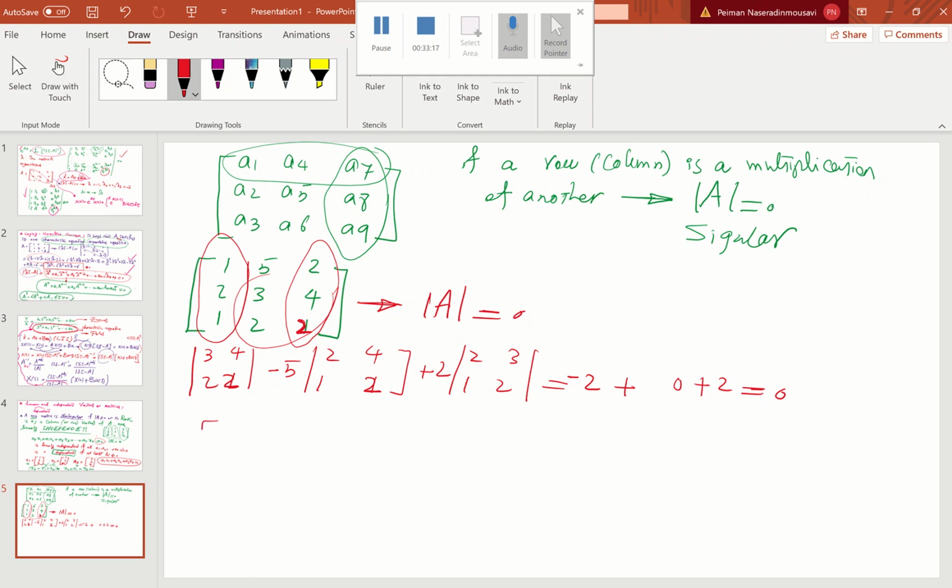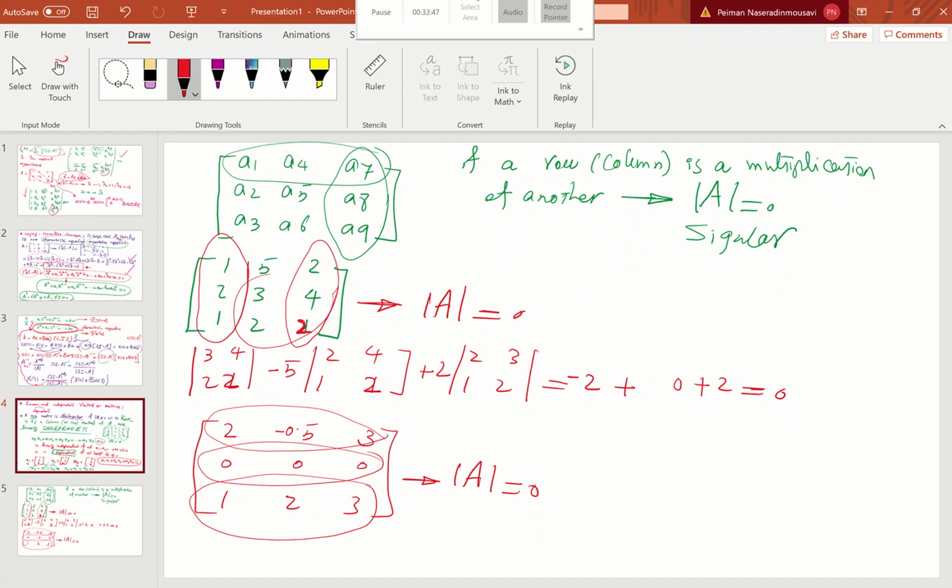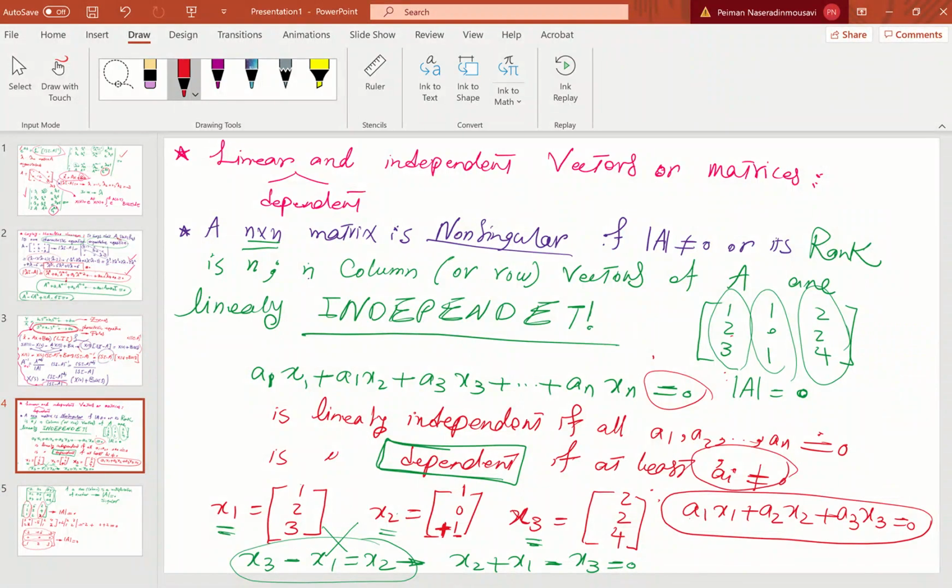And another rule is that if you have this matrix, 1, minus 0.5, 3, then 0, 0, 0, then 1, 2, 3, what is its determinant? Obviously 0. Why? Because if you write a relation between these rows, the coefficient of this second row can be non-zero. Look at here, it can be non-zero.